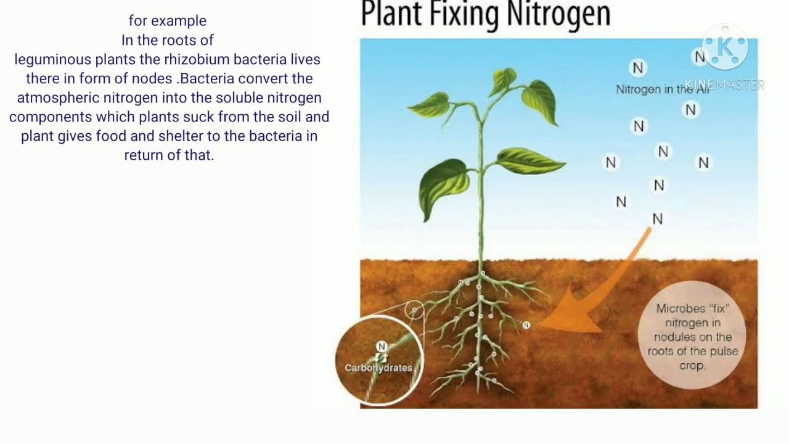Bacteria convert atmospheric nitrogen into soluble nitrogen compounds. These soluble nitrogen compounds are used by the plant. In return, the plant gives shelter and food to the bacteria. This type of relationship is known as a symbiotic relationship between the plant and the organism.